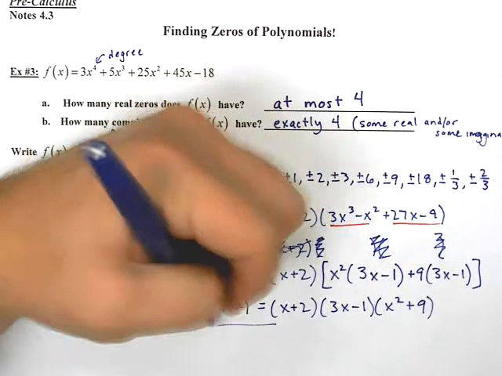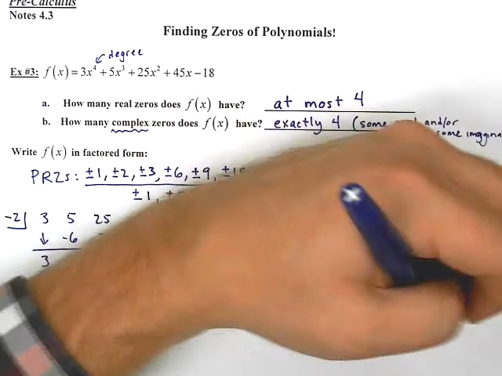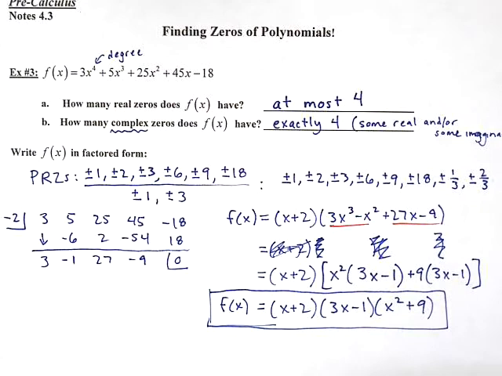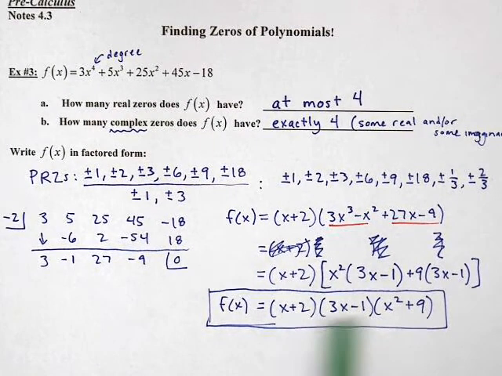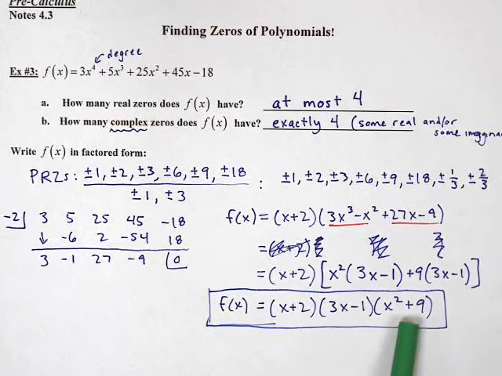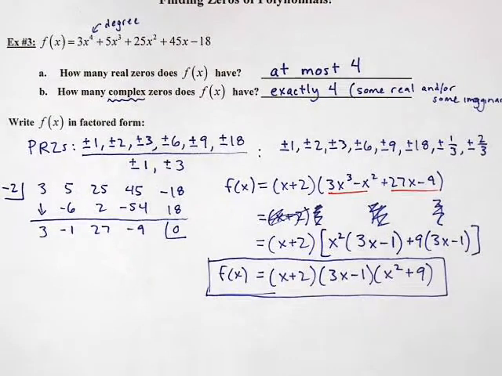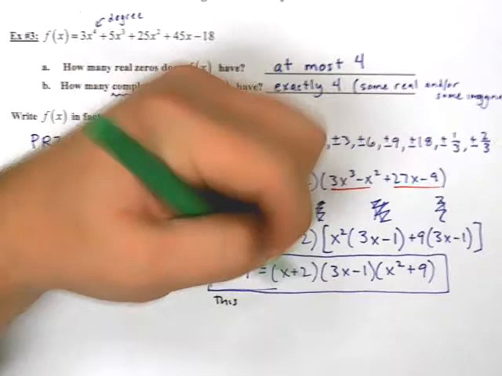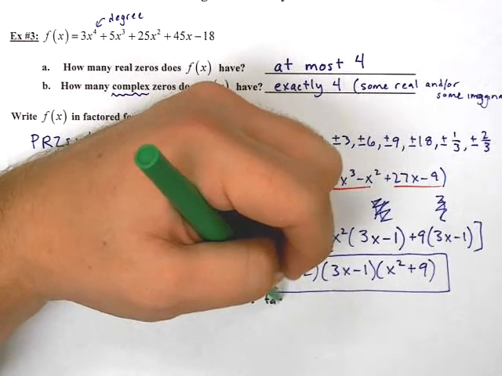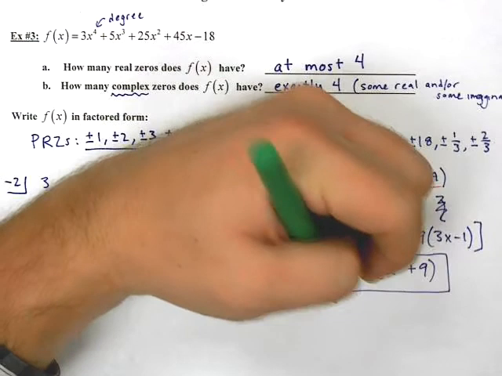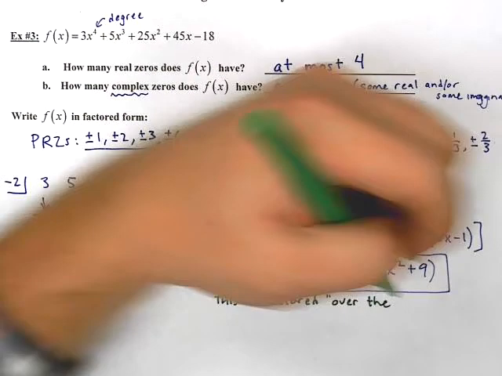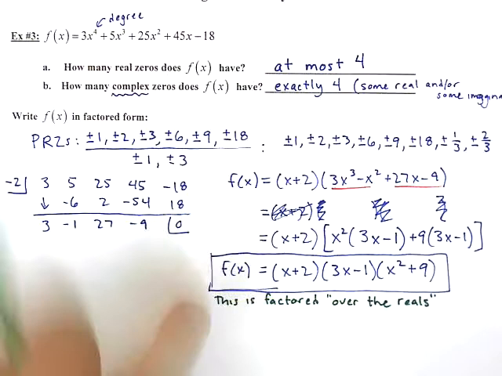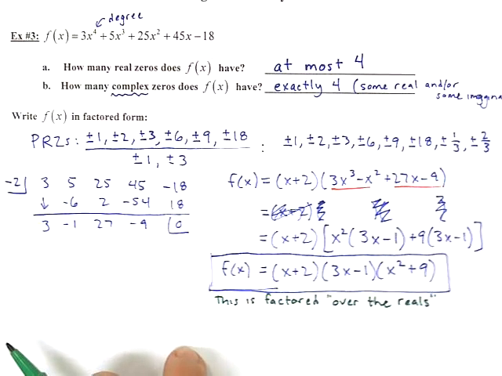What I want you to understand, guys, is that up until basically yesterday, and even on that checkpoint that we took, I would have stopped right here. Why? Factor, and we know that we can't factor this over the reals. So you need to be able to recognize that if I tell you to factor over the reals, then you would stop here. This is factored over the reals, right? Because we know that this is going to be imaginary.